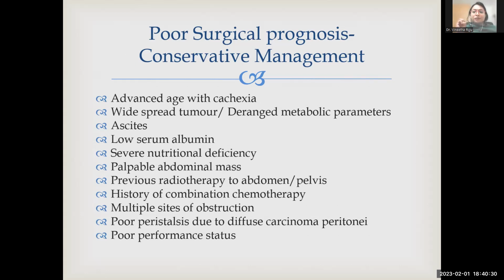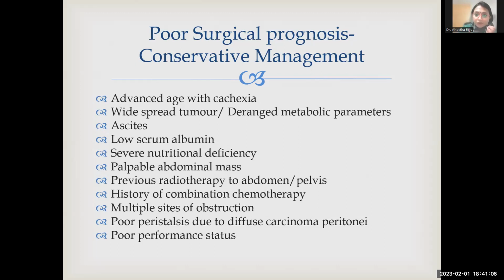Severe nutritional deficiency, palpable abdominal mass, which shows that probably it is a really huge mass, previous radiotherapy to the abdomen or pelvis, which is going to tell you there are probably a lot of adhesions in there once you open it, a history of combination chemotherapy. Now, here what I mean is that the patient has been tried several times with different regimens of chemotherapy and has failed them and has yet progressed. That is what I was trying to mean here.